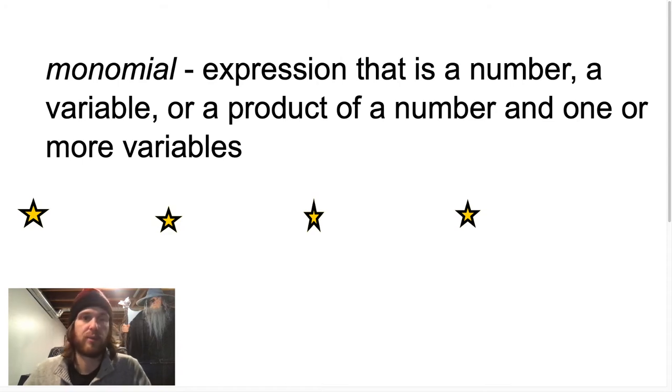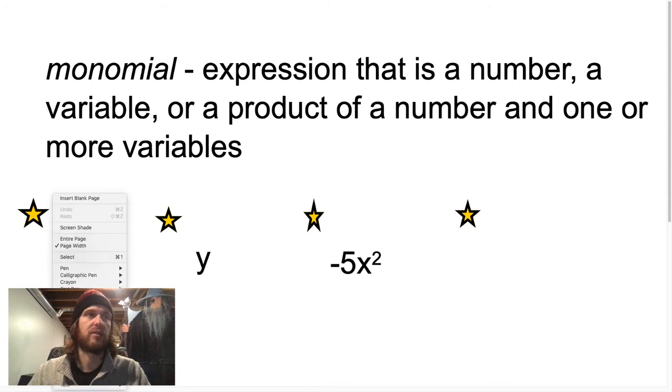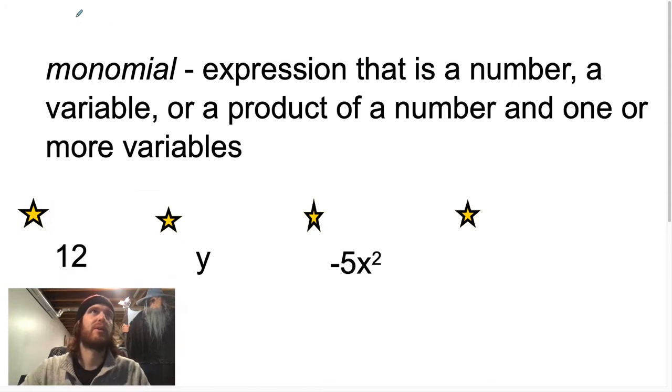Okay, first vocabulary word. What is a monomial? It is an expression that is a number, a variable, or a product of a number and one or more variables. Basically, in this class, it looks like a number, a variable, or a product of numbers and variables. What did I call this in the past? Well, in the past, instead of saying monomial, I would just say term.